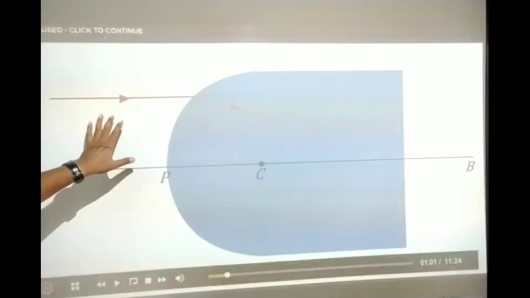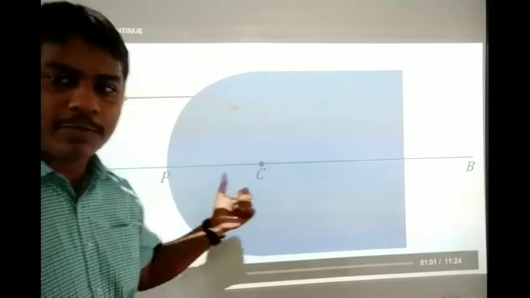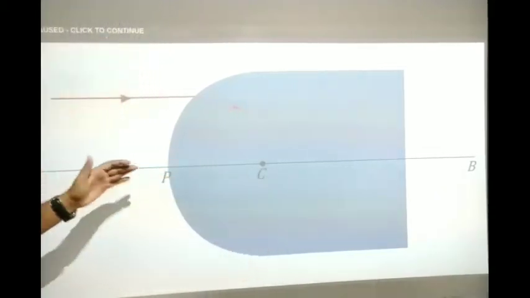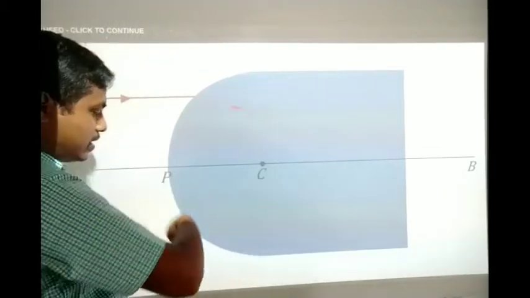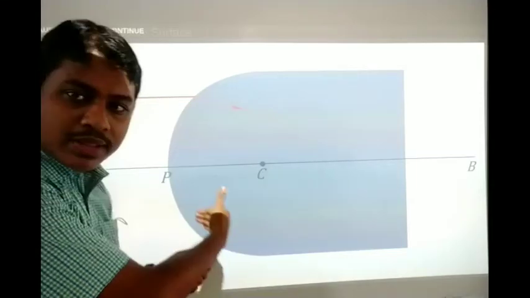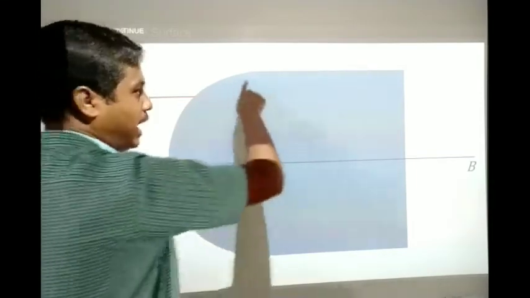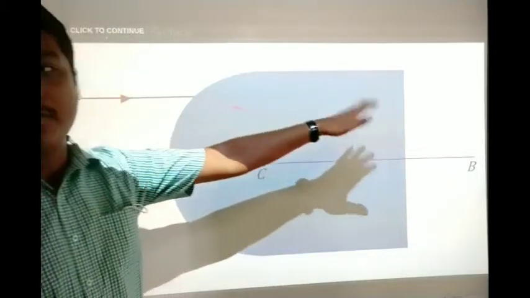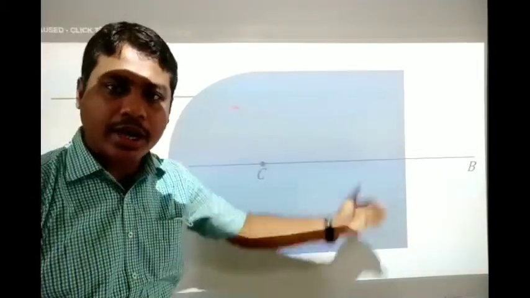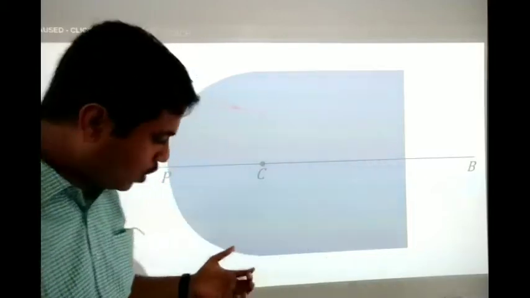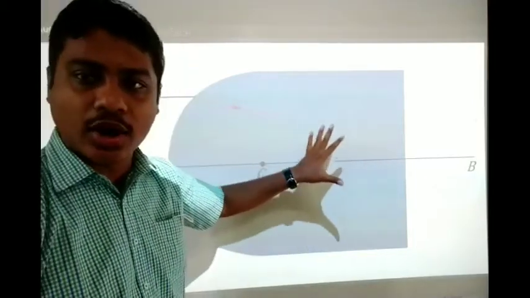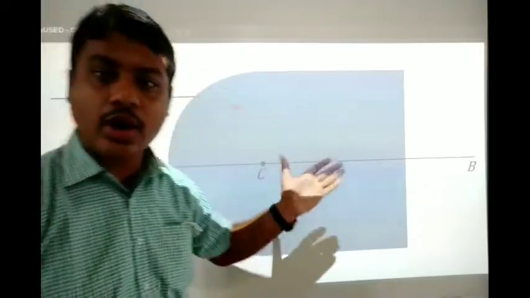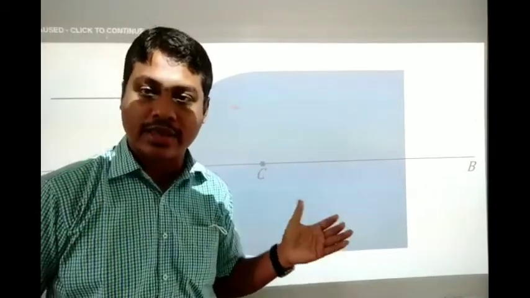As you can see in my diagram, this is a spherical refracting surface. You can see this is bulging outwards, so that means it is a convex refracting surface. And you can see the other side is a plane, but if you see in your book, this will remain as an irregular shape. Now, the inside, the blue part, is your denser medium. The outside, the white part, is your rarer medium, because that is a glass medium.